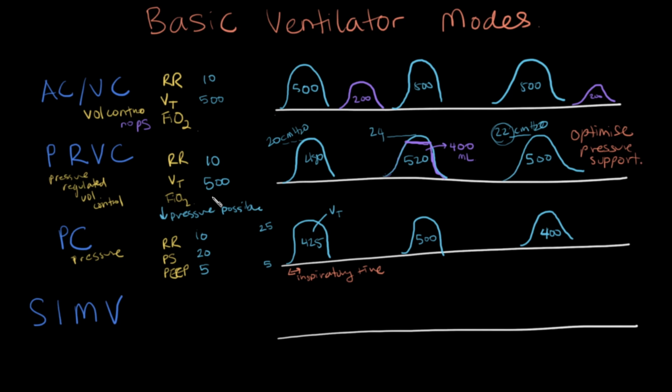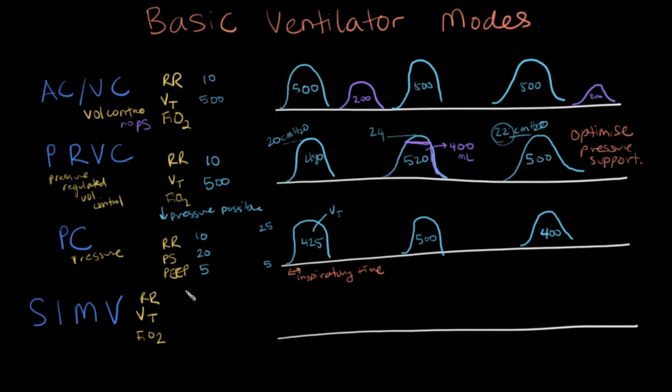And the reason I talked more about PRVC was that it's a more common ventilator mode. Now we'll move on to the next one, and that is going to be SIMV, which is Synchronized Intermittent Mandatory Ventilation. And what we are going to set is, it works a little bit like volume control. So we're going to set the rest rate again. We're going to set the volume. And of course, we're going to set the FiO2.